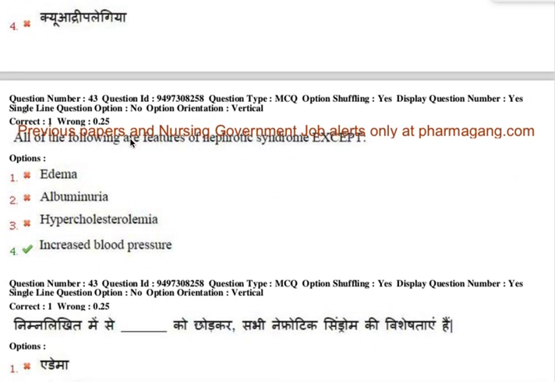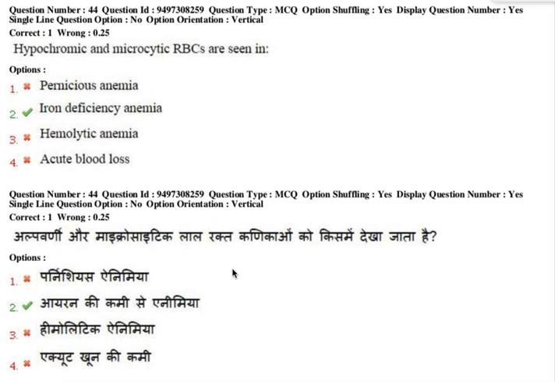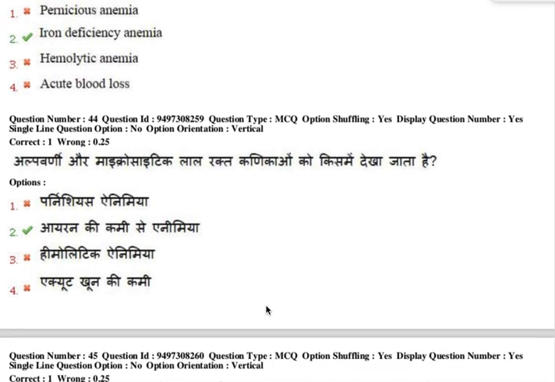Next question. All of the following are features of nephrotic syndrome except. Correct answer is fourth, increased blood pressure. Increased blood pressure is not a sign or feature of nephrotic syndrome. Next question. Hypochromic and microcytic RBCs are seen in. Correct answer is second, iron deficiency anemia. In iron deficiency anemia, hypochromic and microcytic RBCs are seen.